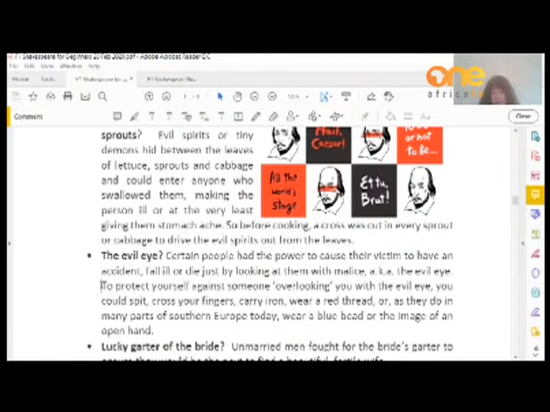So to protect yourself from the evil eye, you can spit, cross your fingers, carry a piece of iron, wear a red thread, or even, as they do in many parts of southern Europe today, wear a blue bead or the image of an open hand. You'll see there's lots of necklaces with a picture of an open hand there, and it's to ward off the evil eye. I mean, can you believe it?